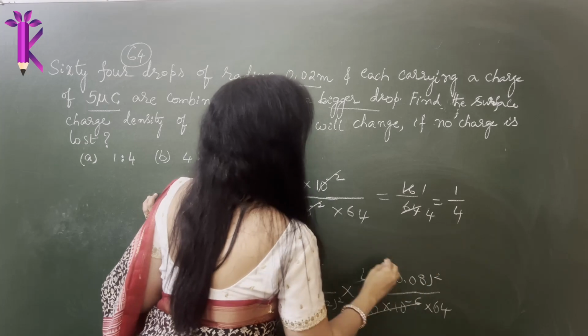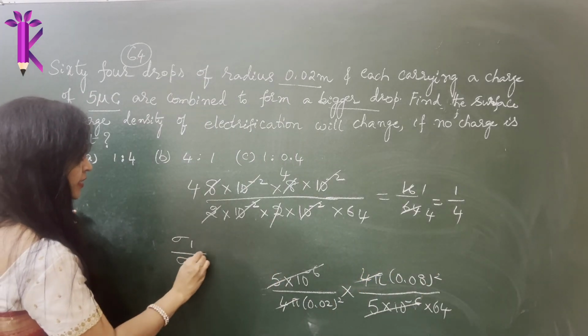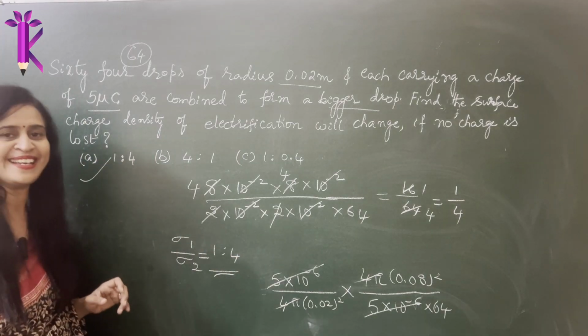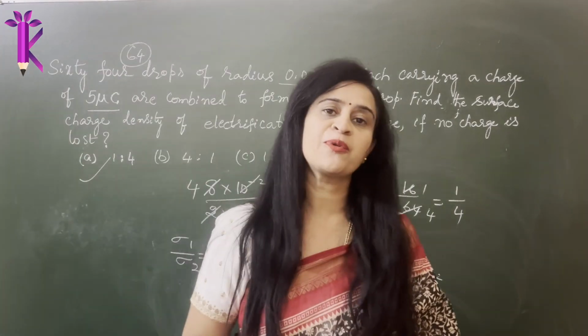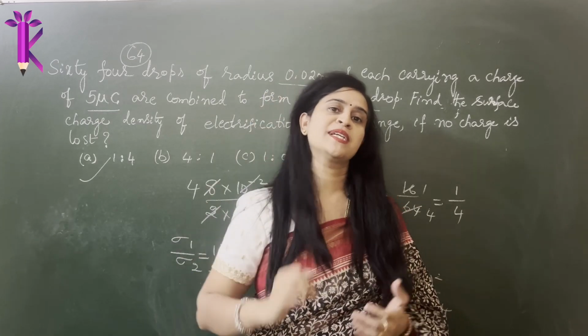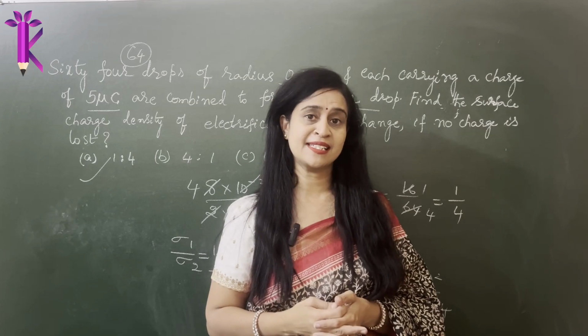So the answer is 1 by 4, or in other words, sigma 1 by sigma 2 is in the ratio of 1:4, and option A is the right answer. So this is how you approach these kinds of surface density problems. We will take more numericals on this from the textbook when we do surface charge density numericals.